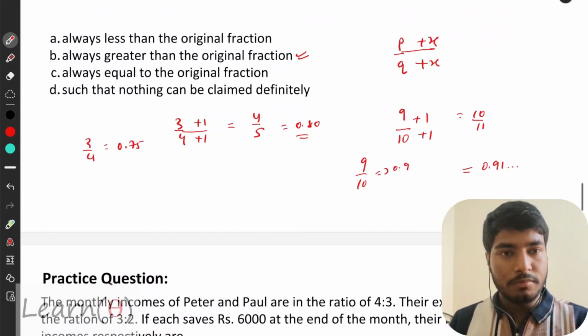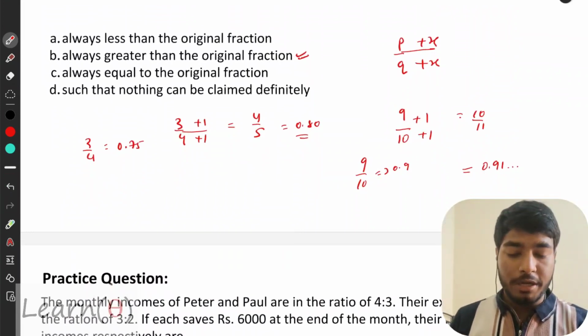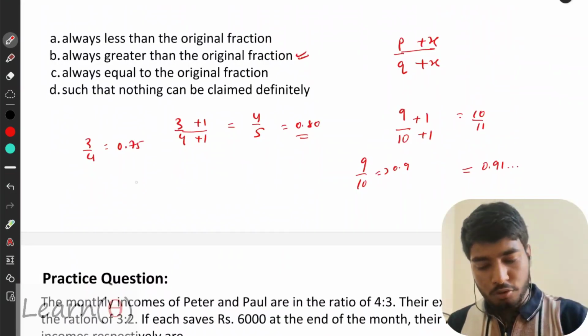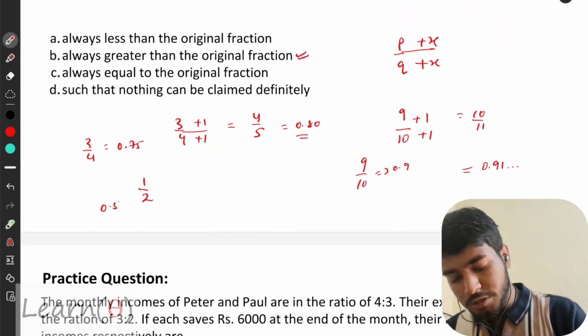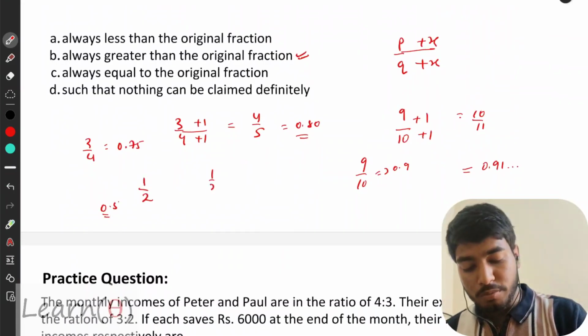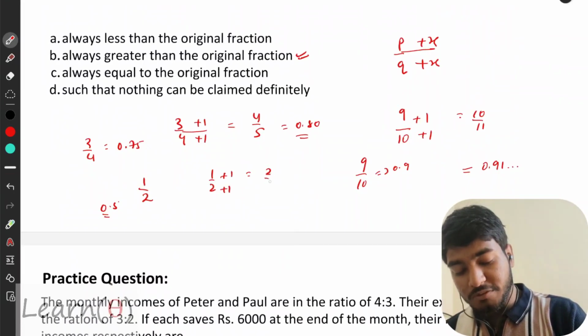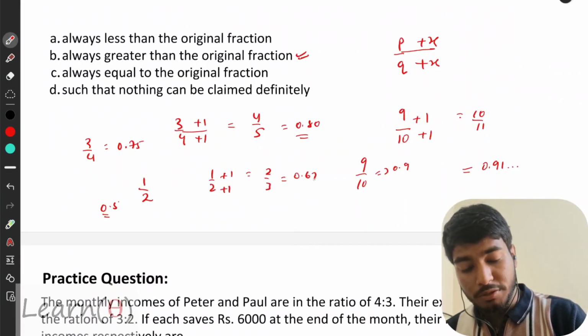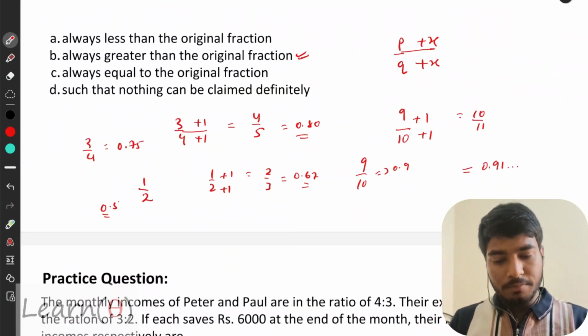I hope this is clear. Okay, the correct answer is option number B. In this way you can take numerous questions. Let me take one more. If I have the ratio of 1 by 2, what is the value? It is 0.5. And what is the new number? Let us say it's 1 plus 1 by 2 plus 1. So this gives me a value of 2 by 3. What is 2 by 3? It is 0.67. Again, this is greater than that. I hope this is clear.